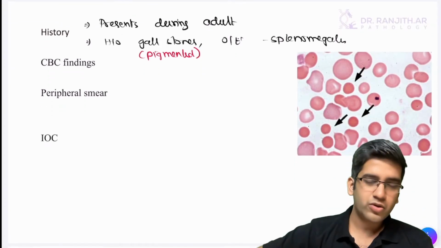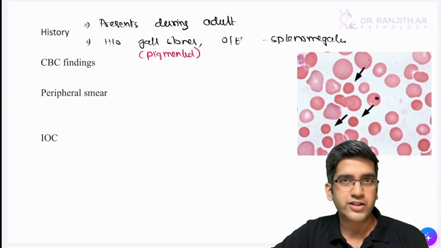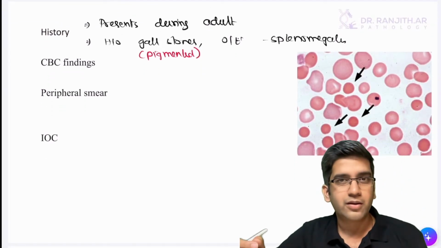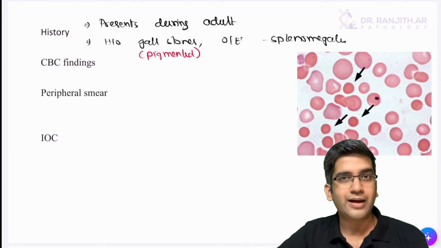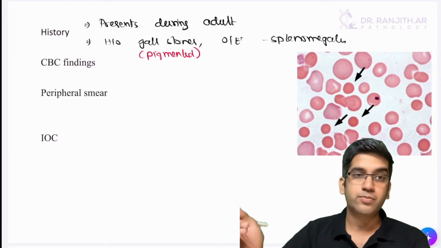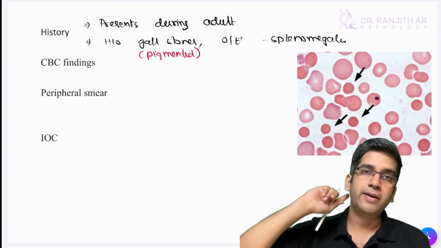Jaundice, Vinay, I generally don't go into much depth of it in case of HS because it is autosomal dominant, only one gene is mutated, the other gene is normal, so it will be very subtle jaundice, but the pigmented gallstones will accumulate over a period of time.